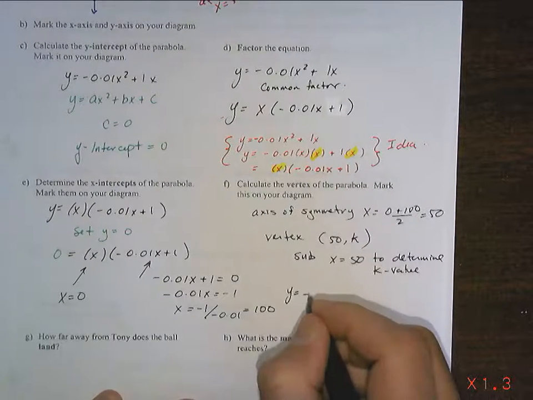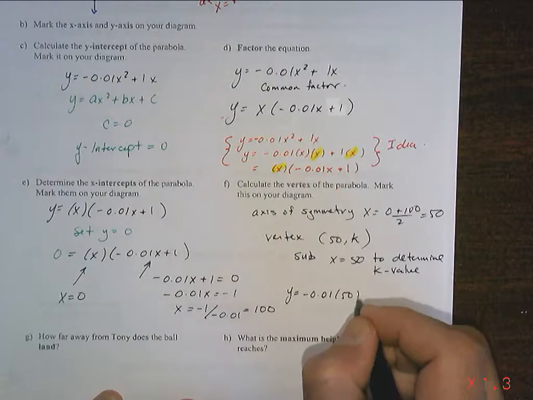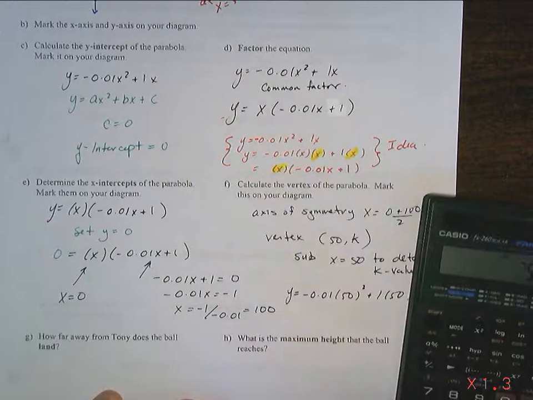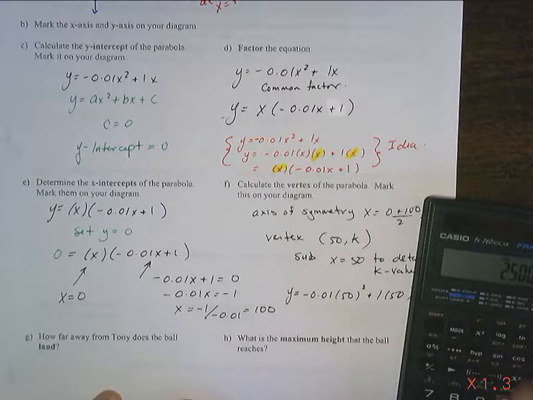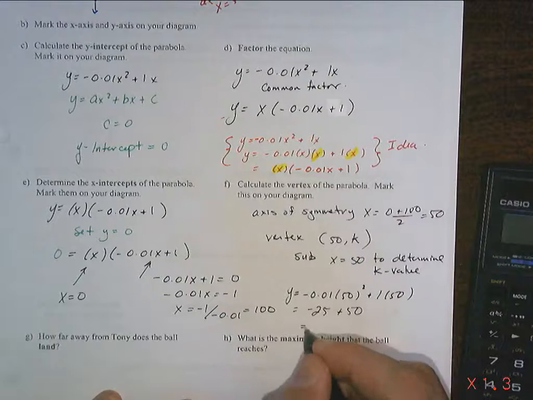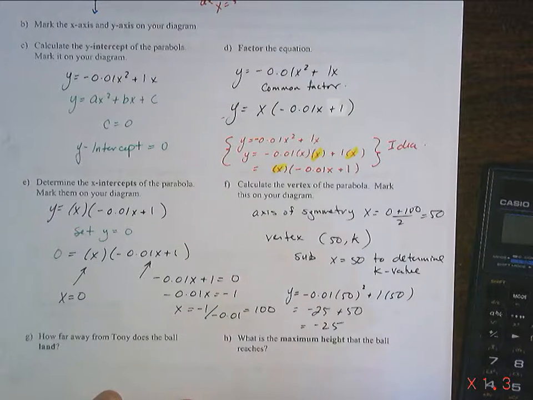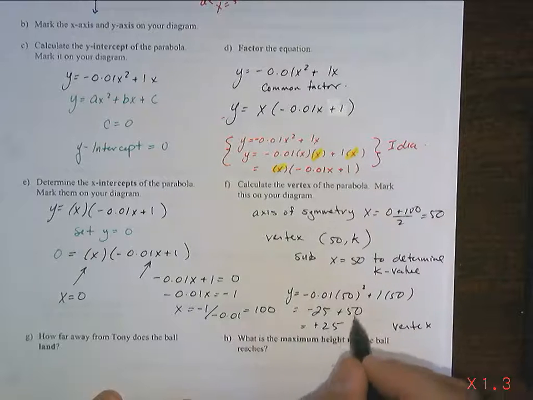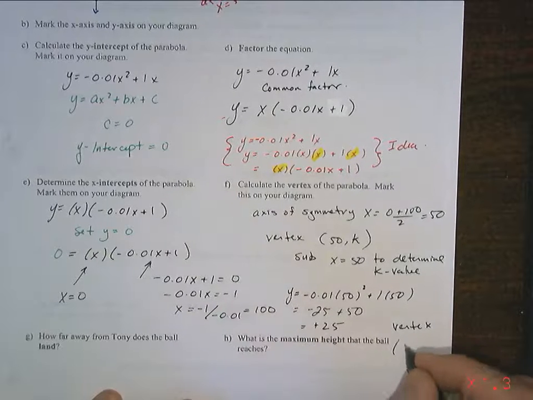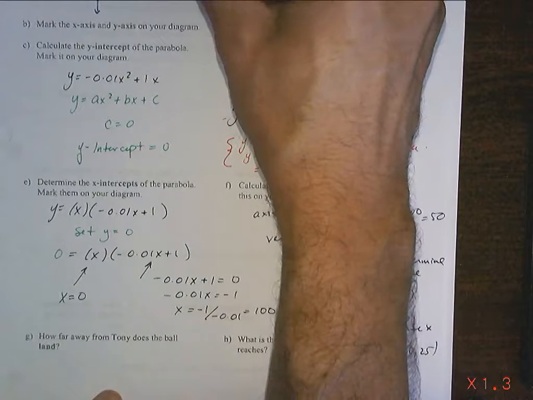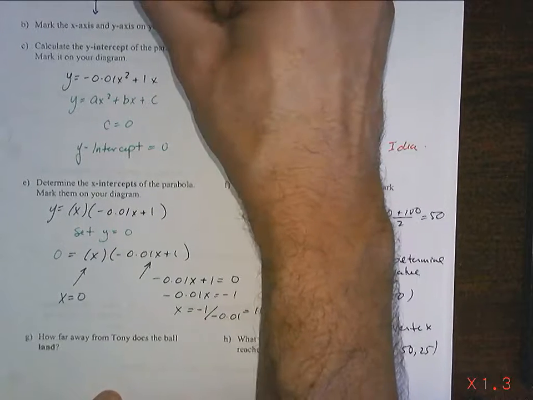So it'll be y equals negative 0.01 times 50 squared, plus 1 times 50. On my calculator, 50 squared times 0.01 is going to be negative 25. Plus 50 is negative 25. So my vertex is going to be, oh, not negative 25, sorry, it's negative 25 plus 50, so that's positive 25. So it's going to be 50, comma 25. And so we can finish this up here, and our vertex is 50, comma 25, meaning that the maximum height is 25 feet.